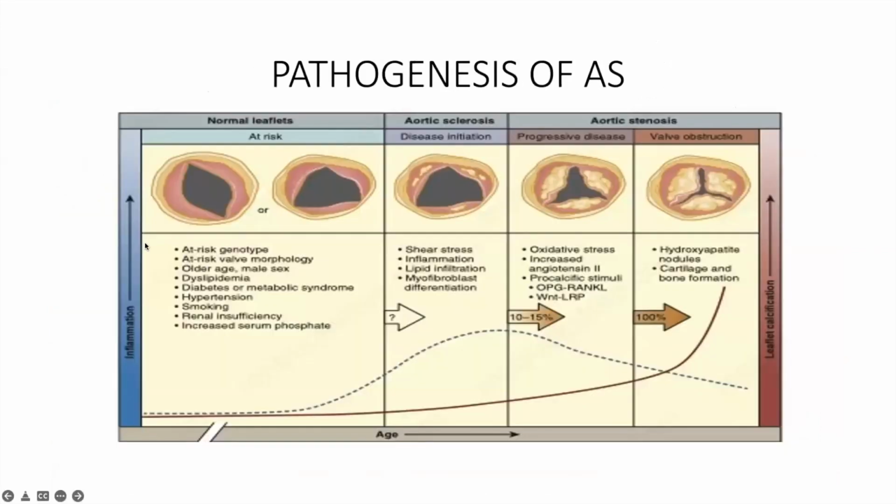And this is the spectrum that we see from normal leaflets to aortic sclerosis. Sclerosis is the thickening, the lipid infiltration, inflammation. Many patients have aortic sclerosis, but not significant aortic stenosis. Aortic stenosis is a progressive condition. It goes from mild, moderate to severe, and we'll talk about how that's quantified.